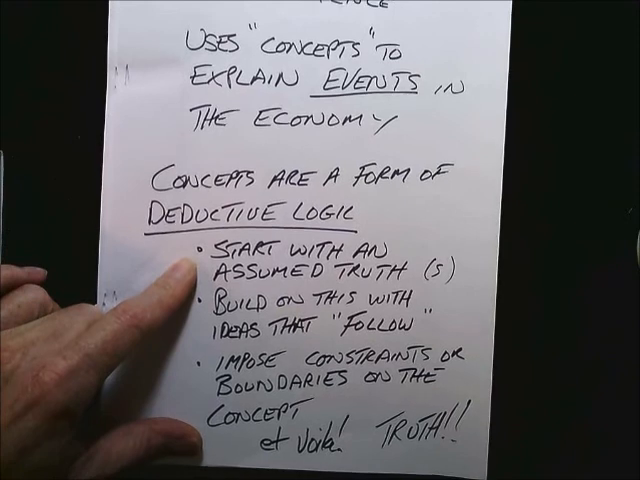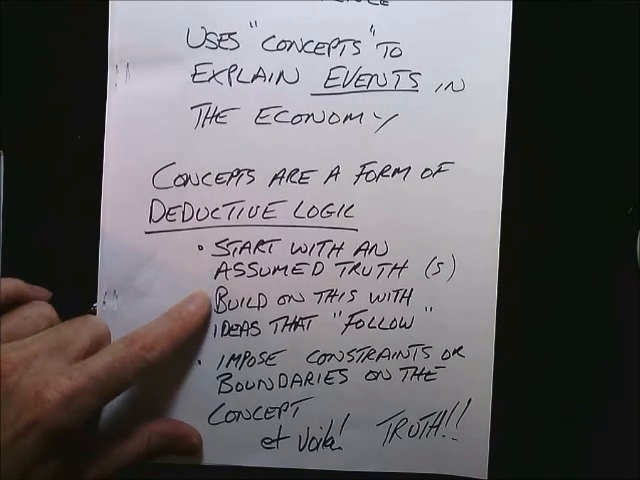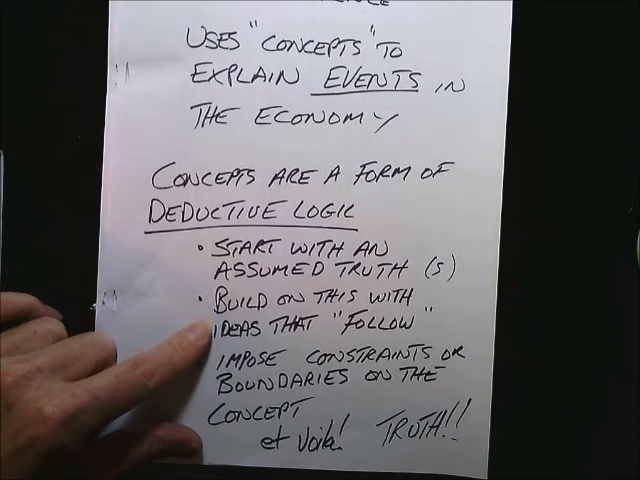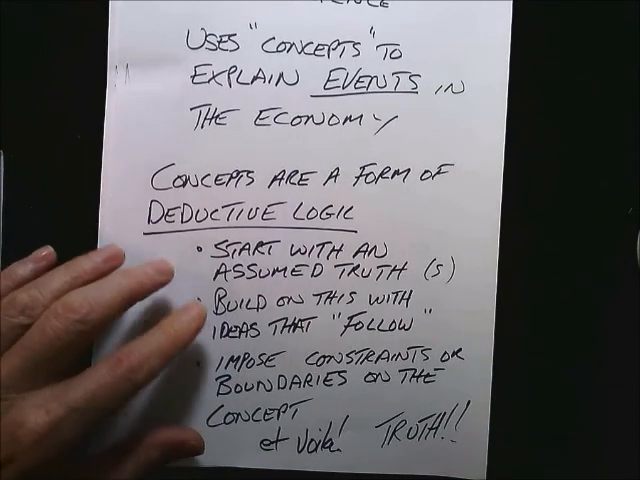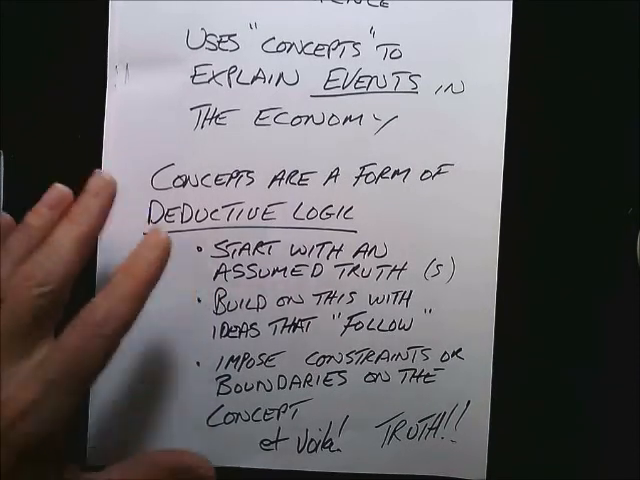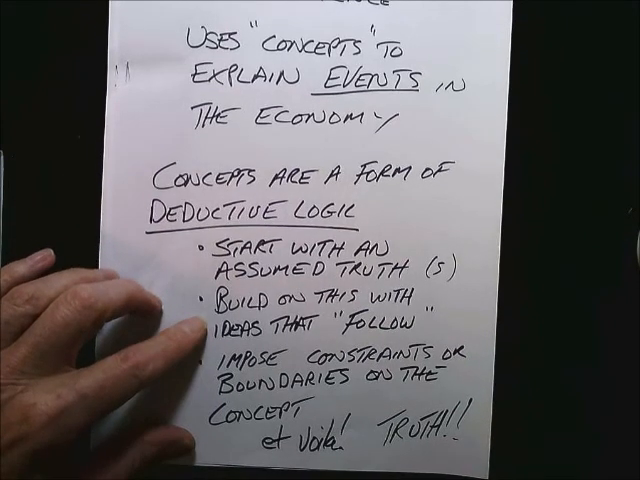So concepts are constructed. They're all constructed in a similar way. They start with an assumed truth. Something is assumed to be true. And then based on that truth, there are other ideas that follow from that. Those are the cornerstones. Every concept is built in a similar way. This is how people understand. This is how logic works.